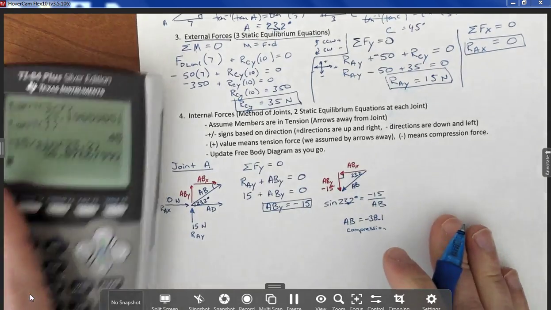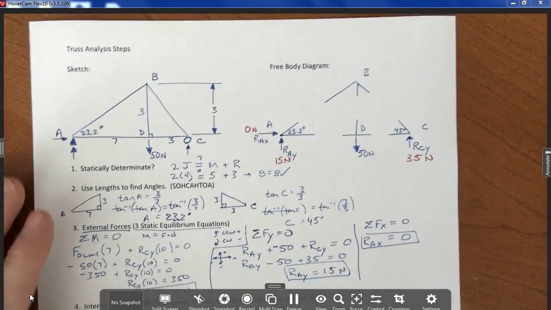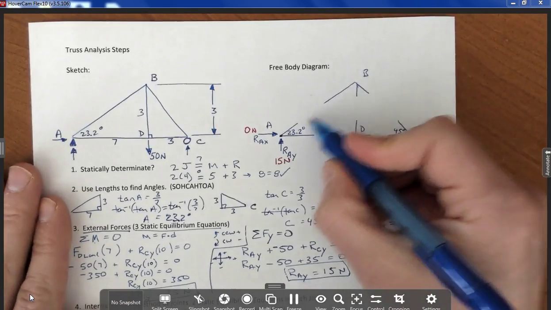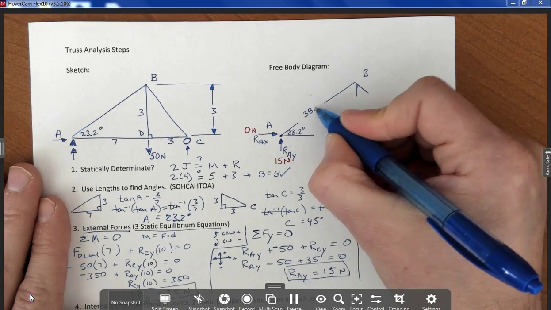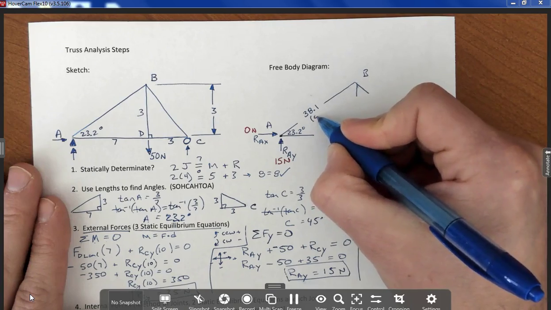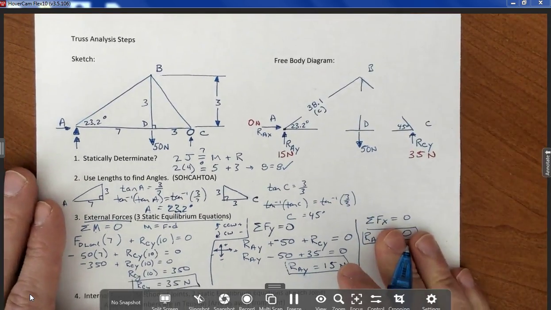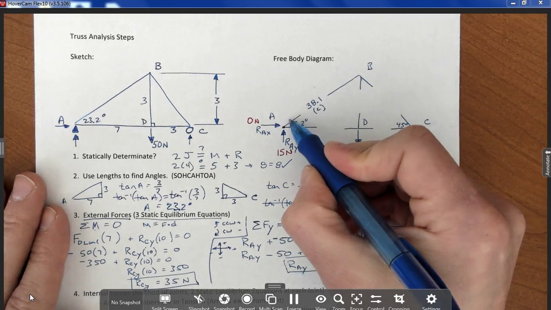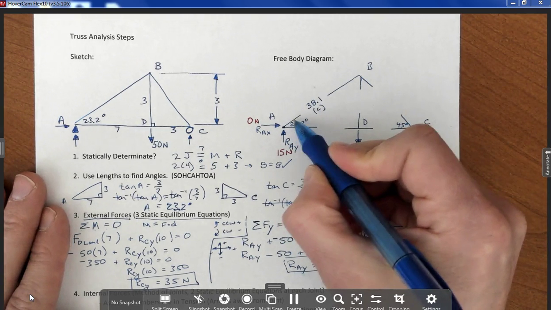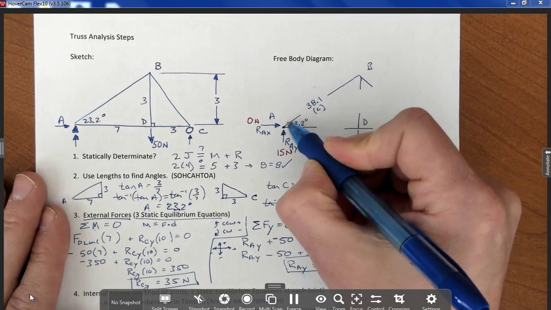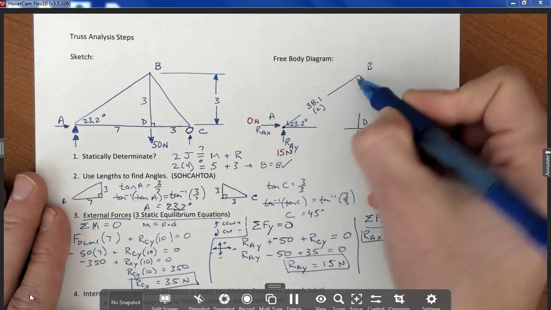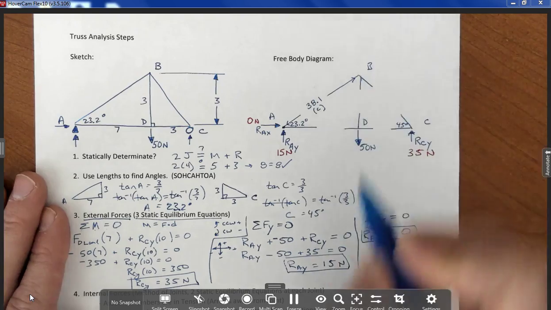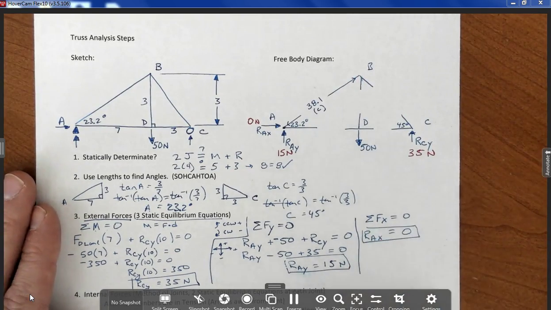All right, so we just found our first member. So I'm going to come up here, and I don't actually put a negative now. I'm going to go ahead and put 38.1, and then in parentheses, I'm just going to put a C to let me know that that's compression. So that means that I would know that the arrow, if I were to draw this free body diagram, is going this way, coming back towards the joint, and that means at B it would be going towards B as well. Okay, it's pushing out.